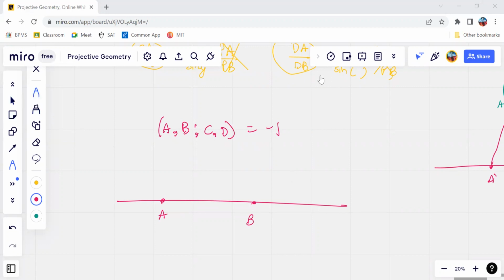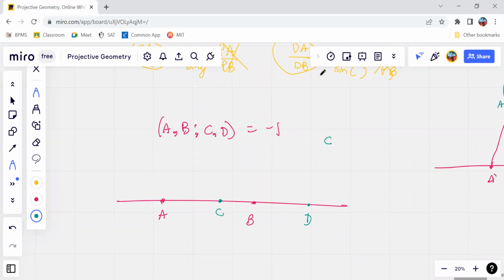Whatever. C should lie between A and B, and D should lie beyond B. Yes, it will probably lie around here. So this is kind of how it looks with A and B there, and one of the remaining points between A and B, and one of them beyond B.